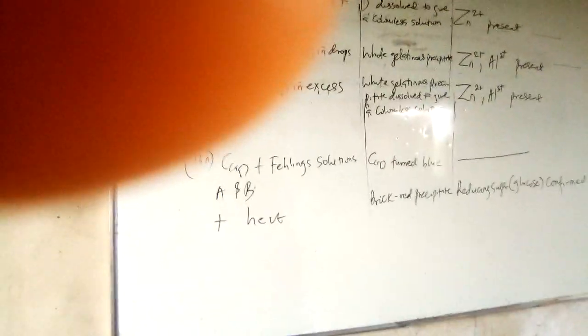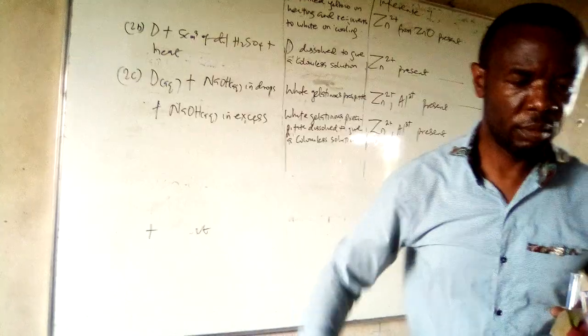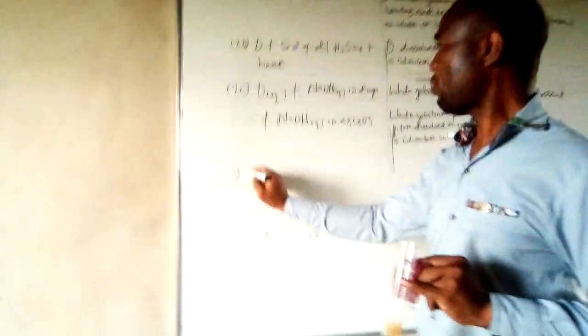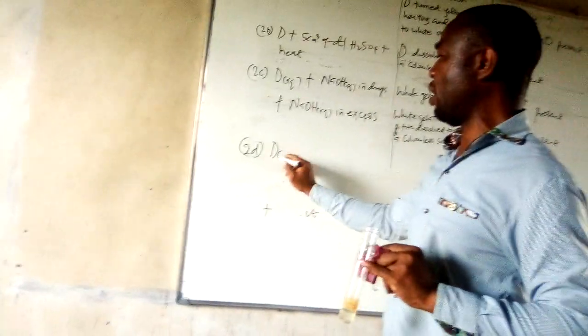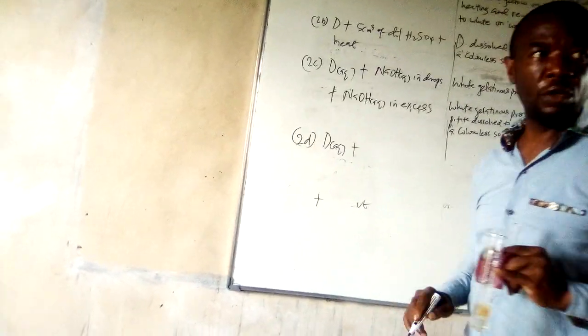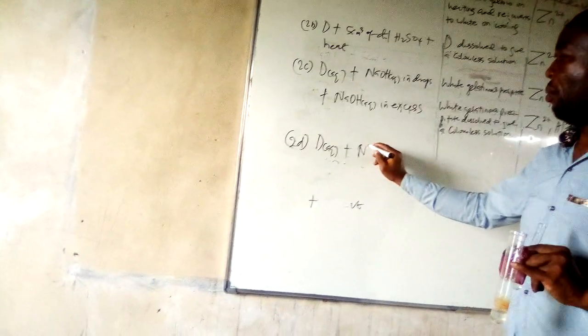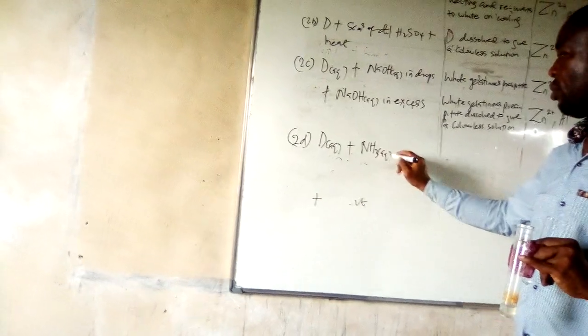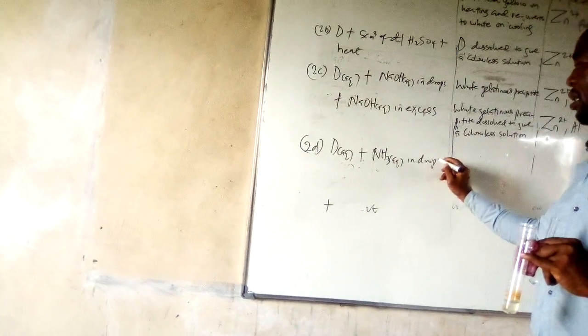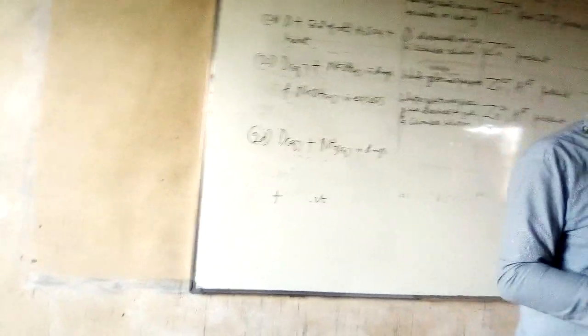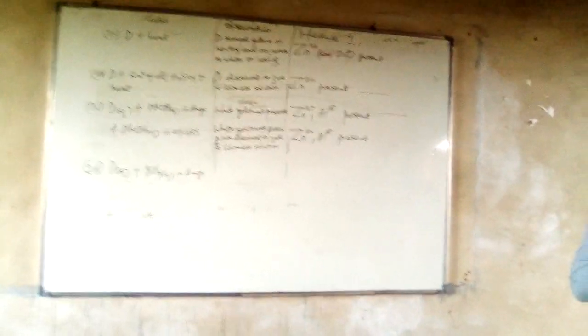Okay? Then having done that, we'll go to the last test. What is that one saying? Under 2 cm cube, that is D aqueous, add ammonia in drops. These are different tests, and then in excess. Now, since I'm done with this test, this is the one I added sodium hydroxide to, I'm done with it. I don't need it again. Are you following it now?